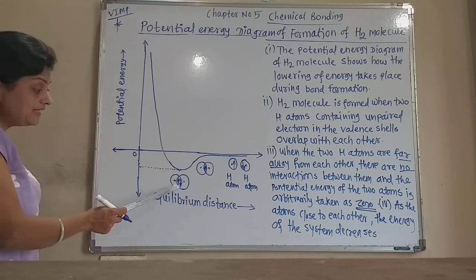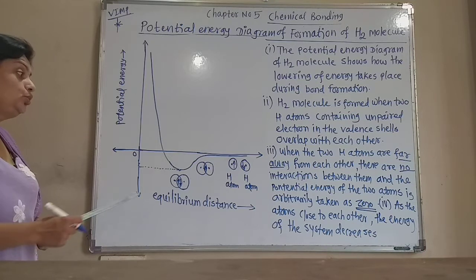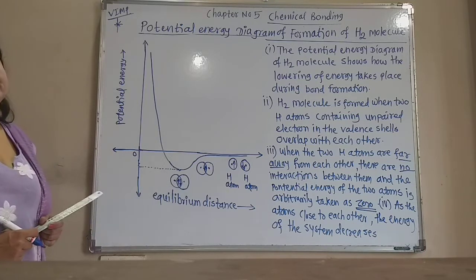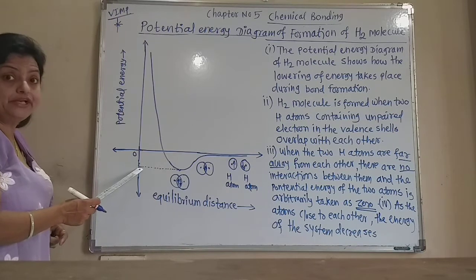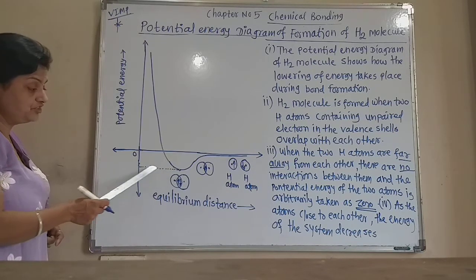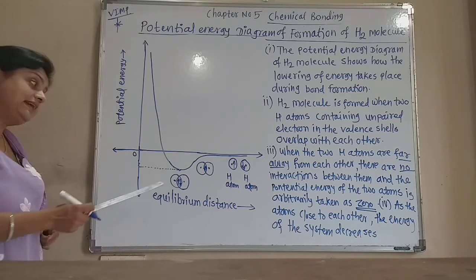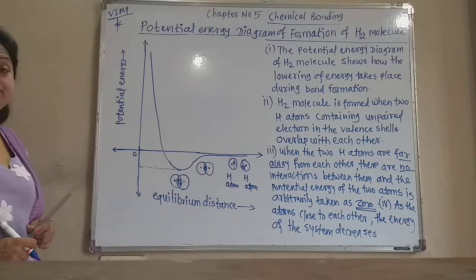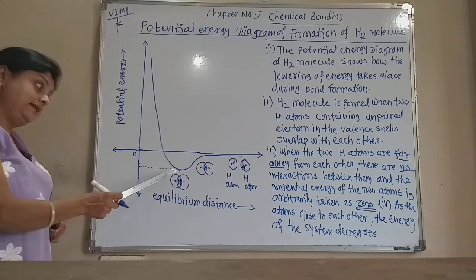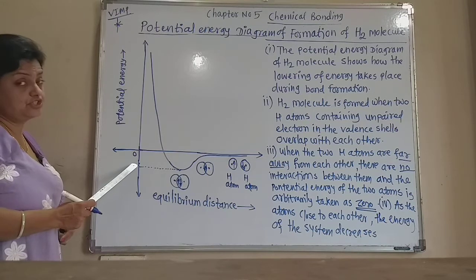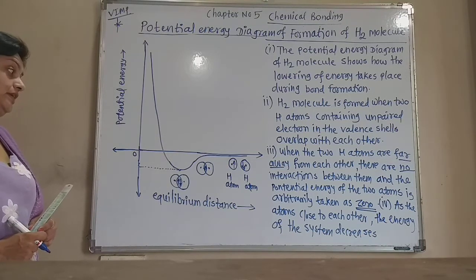The overlapping is sufficient, and the two hydrogen atoms form a hydrogen molecule at this stage, at the lowering of the potential energy. This is the peak of lowering of the potential energy, and at that time the internuclear distance between them is called the bond length, and the energy which gets decreased is the potential energy, and that is called the bond formation energy.